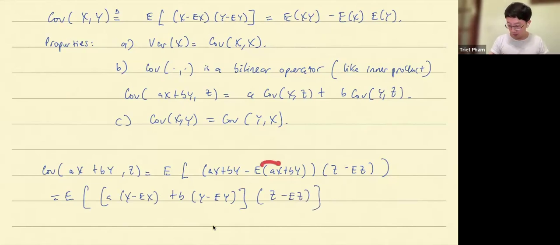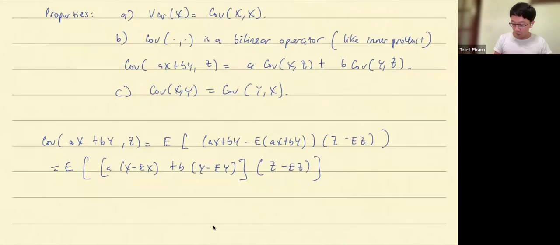Because expectation can go inside this. And then I will distribute this individually, which I will get. And then of course the a here can come out. But maybe let me take one step.